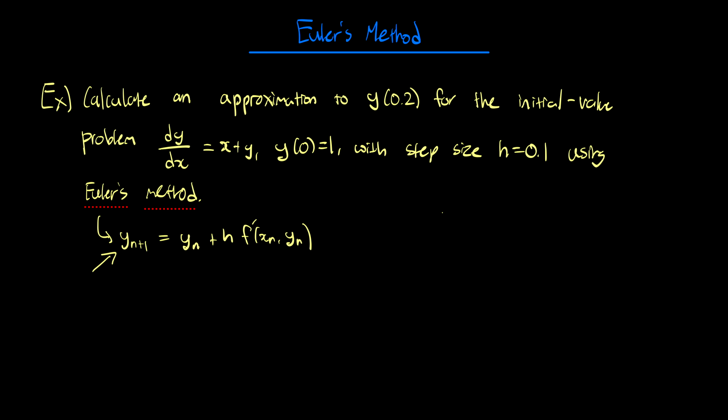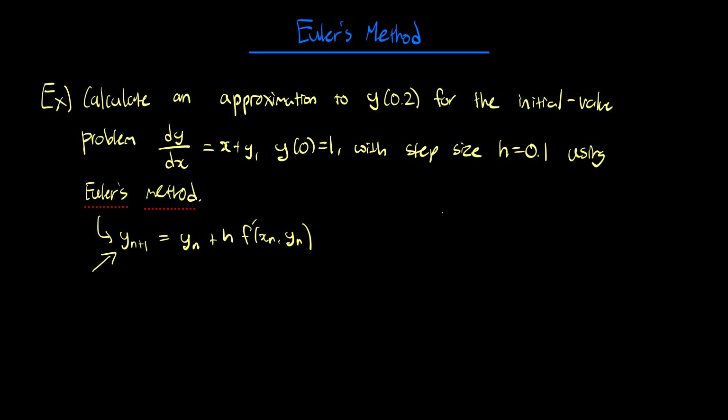So, calculate an approximation. Remember that Euler's method allows us to get an approximation of a function given the differential equation. So that is going to be the key of the question. Calculate an approximation to y at 0.2 for the initial value problem dy/dx equals x plus y, where y(0) equals 1, with step size h equals 0.1, using Euler's method.